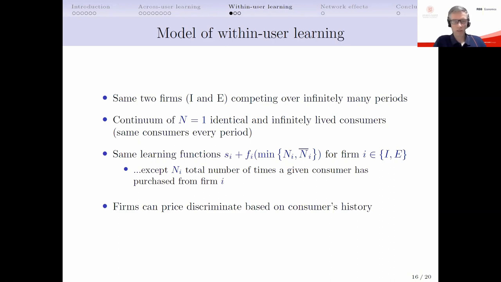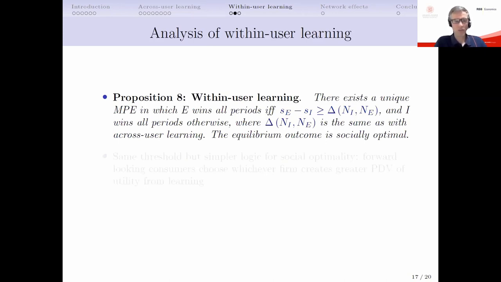And the other difference that we add: if you think about these being customized products specific to individuals, then it's fairly natural that we allow firms to price discriminate based on the consumer's history. That's a key simplification, because otherwise you're going to potentially have many different types of consumers at any given point in time with different histories facing the same price, and you're going to get a mixed strategy equilibrium, and it's going to become a lot more complicated. So with those assumptions, we find the same cutoff for determining which firm wins as in the case with pure cross-user learning. This delta cutoff is exactly the same as it was in Proposition 1, even though the setting is quite different, in the sense that it's customer-specific learning and there's price discrimination here.